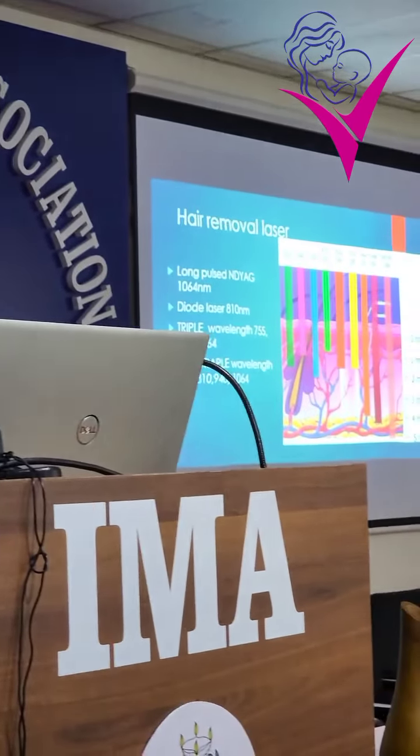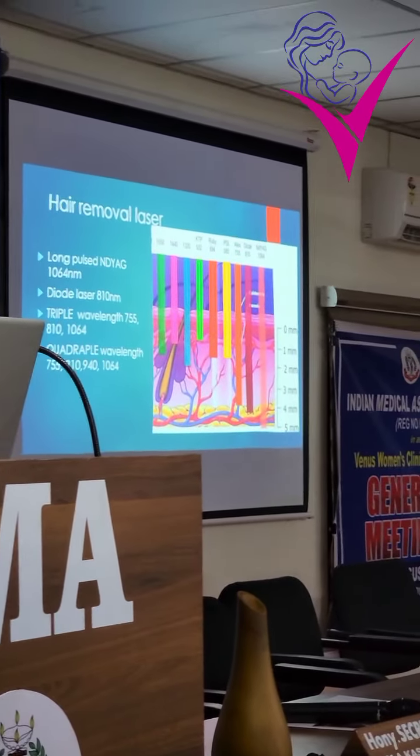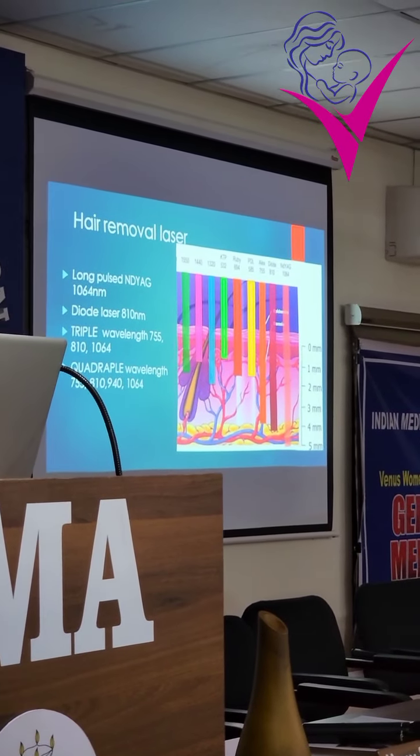For hair removal, we use lasers. Commonly used lasers are the long pulse Nd:YAG with a wavelength of 1064. It has a long wavelength, and wavelength is directly proportional to the depth of penetration. So with long pulse Nd:YAG, we are able to target the hair bulb. Another popular laser for hair removal is the diode laser with a wavelength of 810 nanometers. There are various other lasers with shorter wavelength like alexandrite laser and ruby laser, but these lasers are hardly used in Indian skin because of fear of post-inflammatory hyperpigmentation.